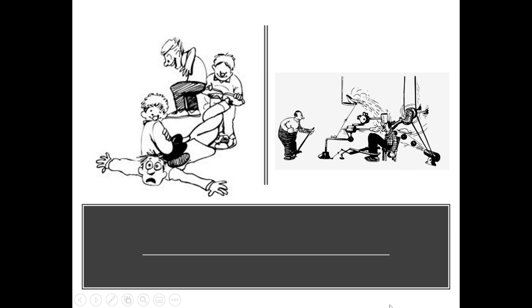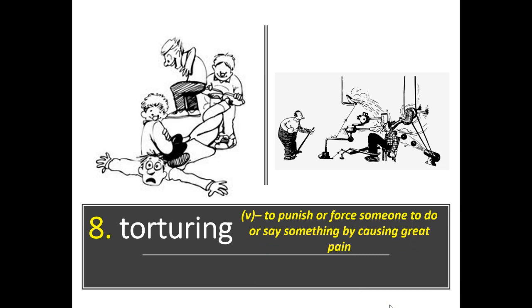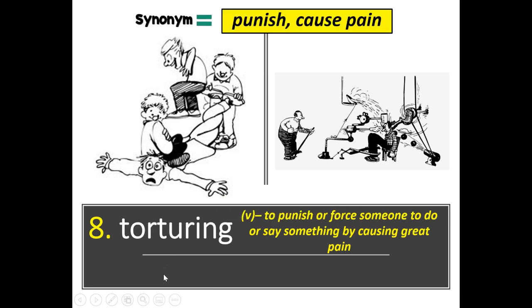So, how are these pictures the same? Well, they both show torture or torturing. Torturing. The root word is torture, and it's a verb: to punish or force someone to do or say something by causing great pain. Both these people in these pictures look like they have a lot of pain, and someone's causing that pain. So a synonym would be punish or cause pain. You can choose one of those, punish or cause pain, torturing.